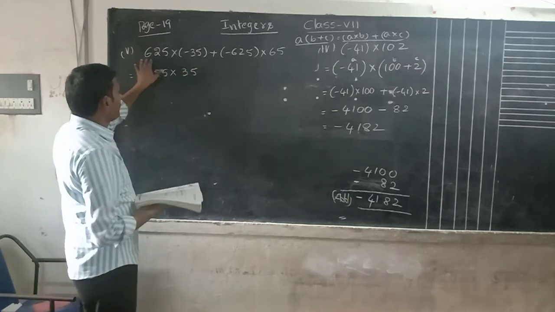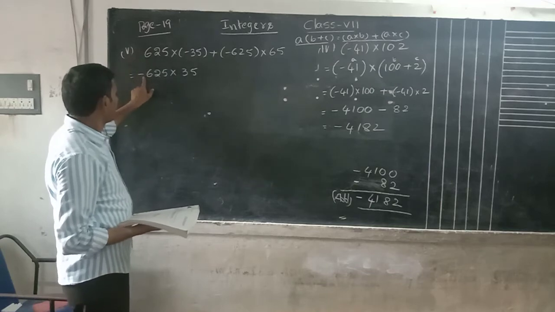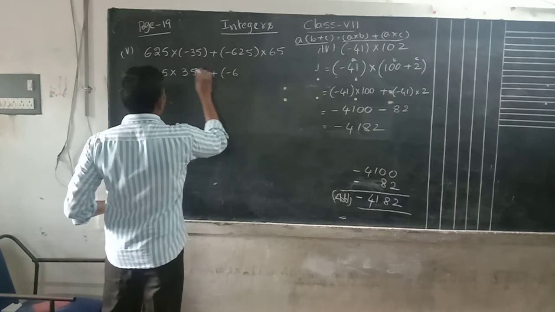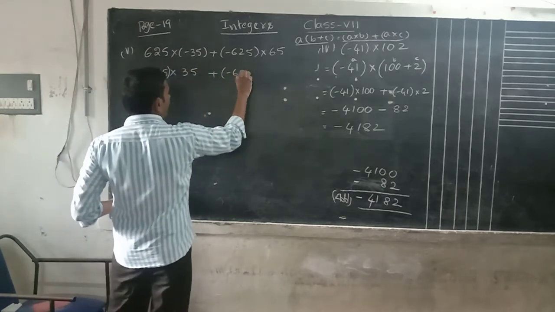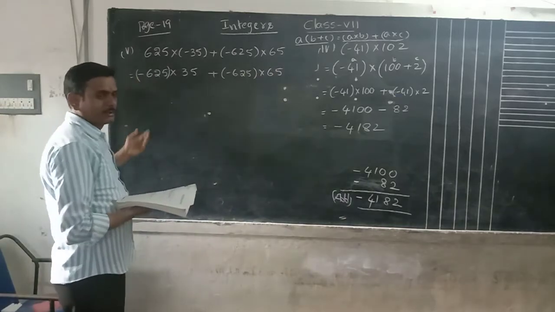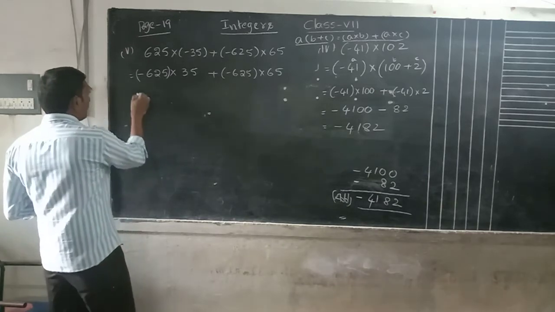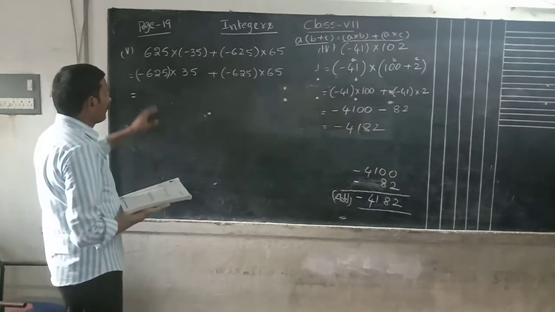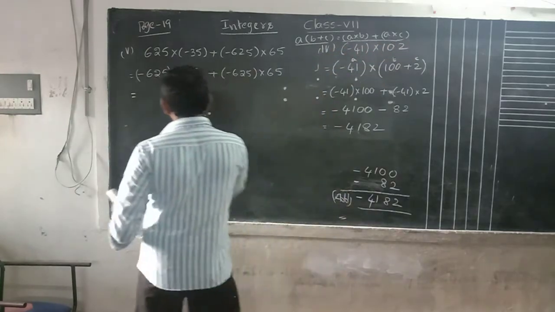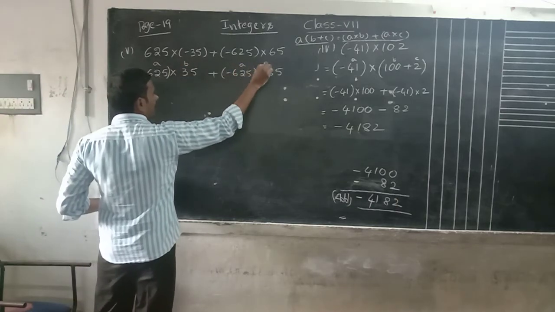We use the commutative property here. Minus 625 into 35 plus minus 625 into 65. I can take a dot for convenience. This is the form of A into B plus A into C. This is A, B, A, C.